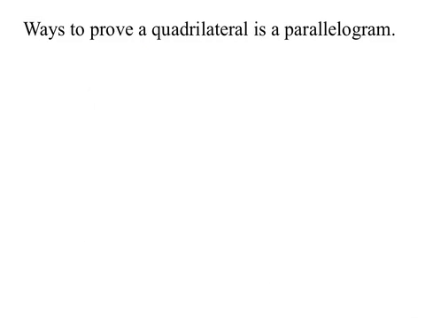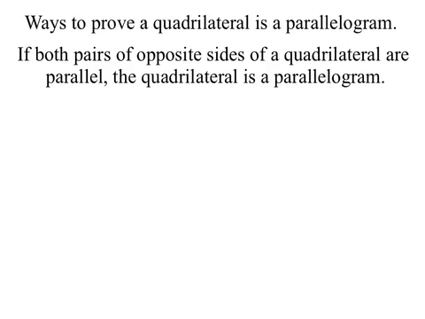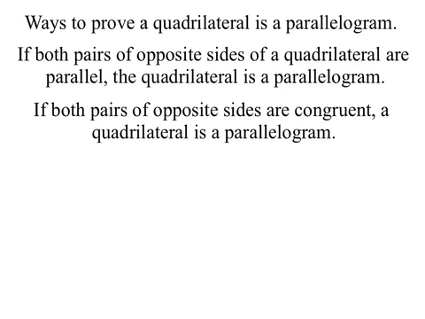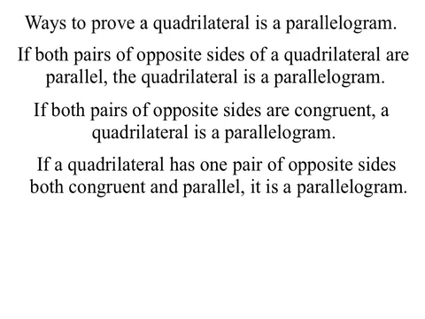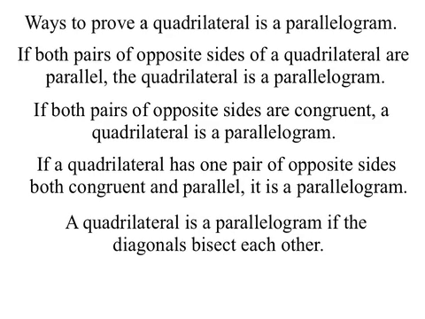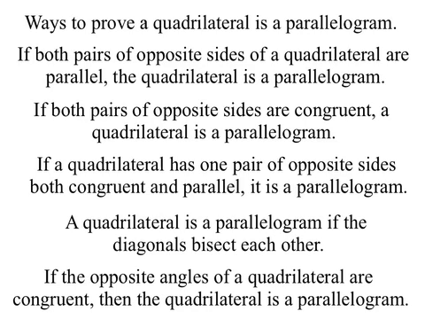And here's a summary of ways to prove a quadrilateral is a parallelogram. If both pairs of opposite sides of a quadrilateral are parallel, the quadrilateral is a parallelogram. And that, of course, is the converse of the definition of parallelogram. If both pairs of opposite sides are congruent, a quadrilateral is a parallelogram. If a quadrilateral has one pair of opposite sides both congruent and parallel, it is a parallelogram. A quadrilateral is a parallelogram if the diagonals bisect each other. And finally, if the opposite angles of a quadrilateral are congruent, then the quadrilateral is a parallelogram.